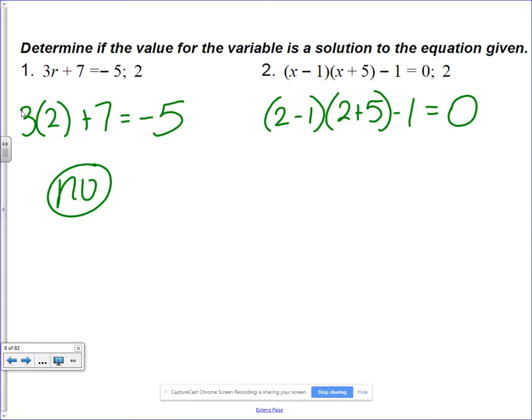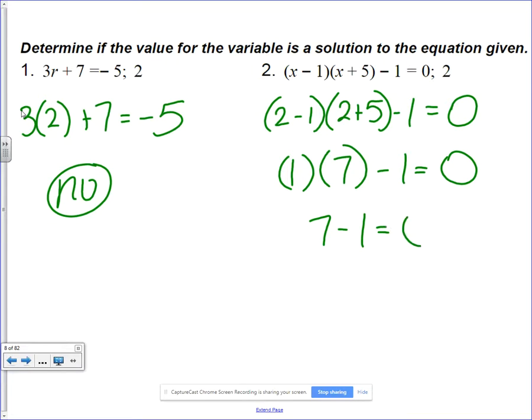Follow your order of operations. What is 2 minus 1? What is 2 plus 5? What would you do next? Which gives you what? Does 7 minus 1 equal 0? No, so 2 is not a solution.